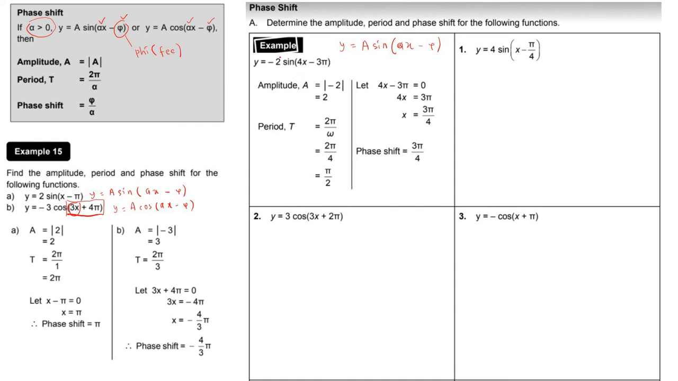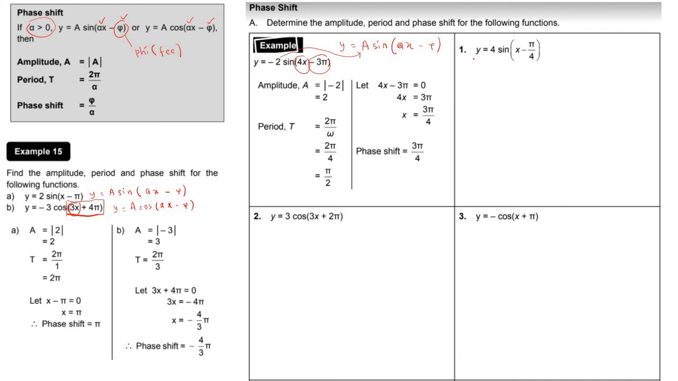Okay, amplitude 2. And then this is alpha. To find period, 2 pi over alpha or omega. So 2 pi over 4 equals pi over 2. And then this is the value of phi. Okay, but the easiest way to find phase shift, just take 4x minus 3 pi equals 0. From there, we get x equals 3 pi over 4. So phase shift is 3 pi over 4.